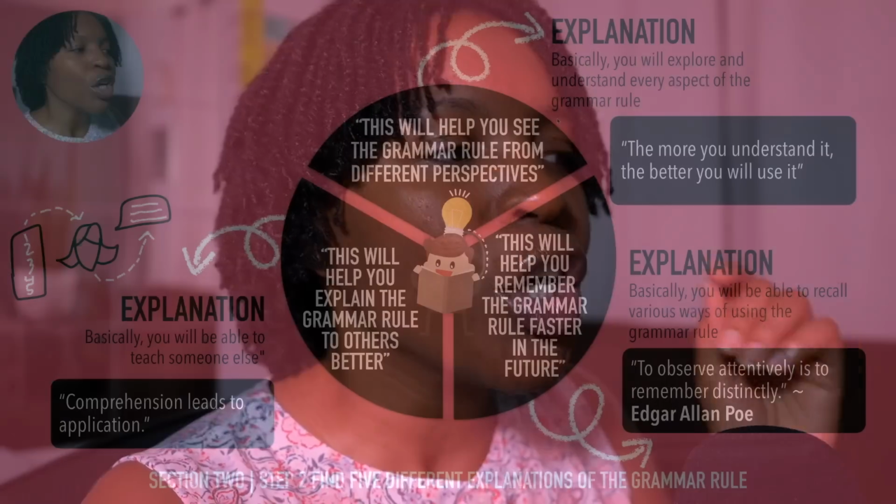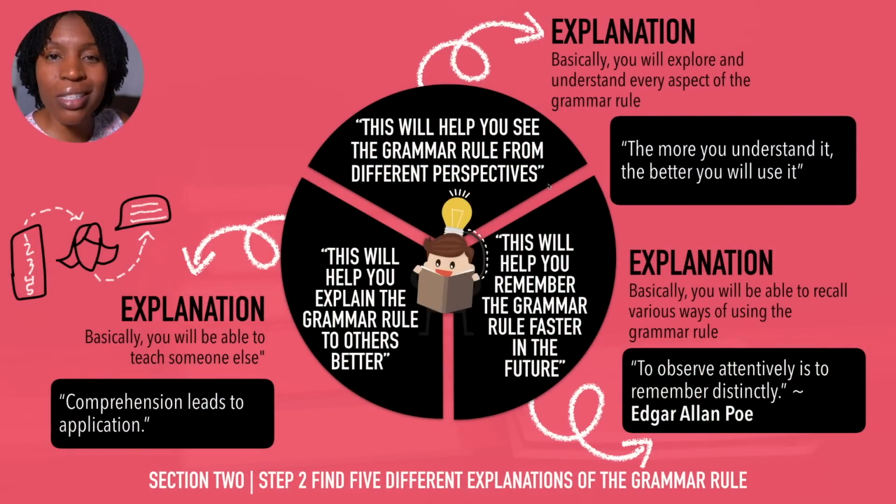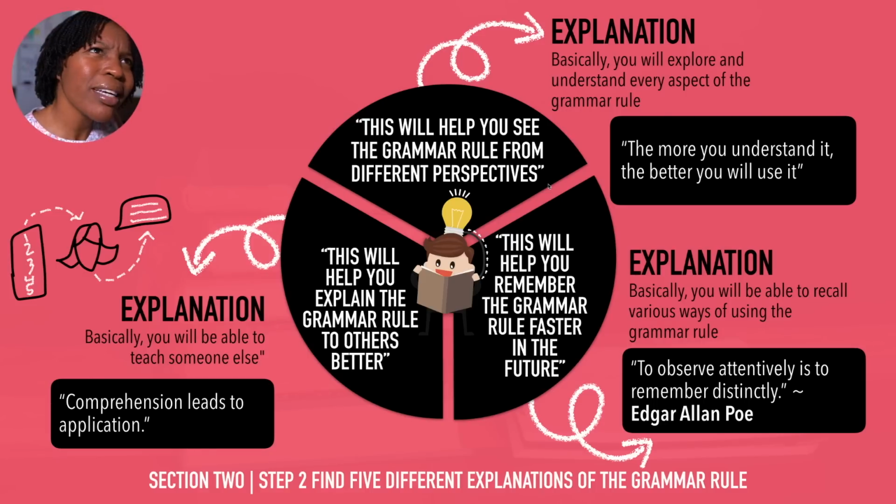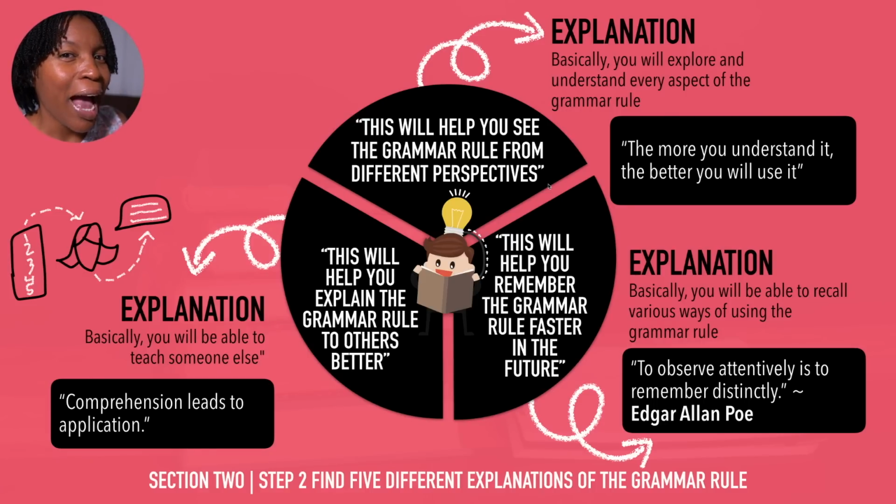Remember, in a previous lesson, I told you all the importance of sharing what you learn. All right. So basically, you will be able to teach someone else. Comprehension leads to application. If you don't understand something, how can you apply it? So it's very important to apply step 2. Find 5 different explanations of the grammar rule.